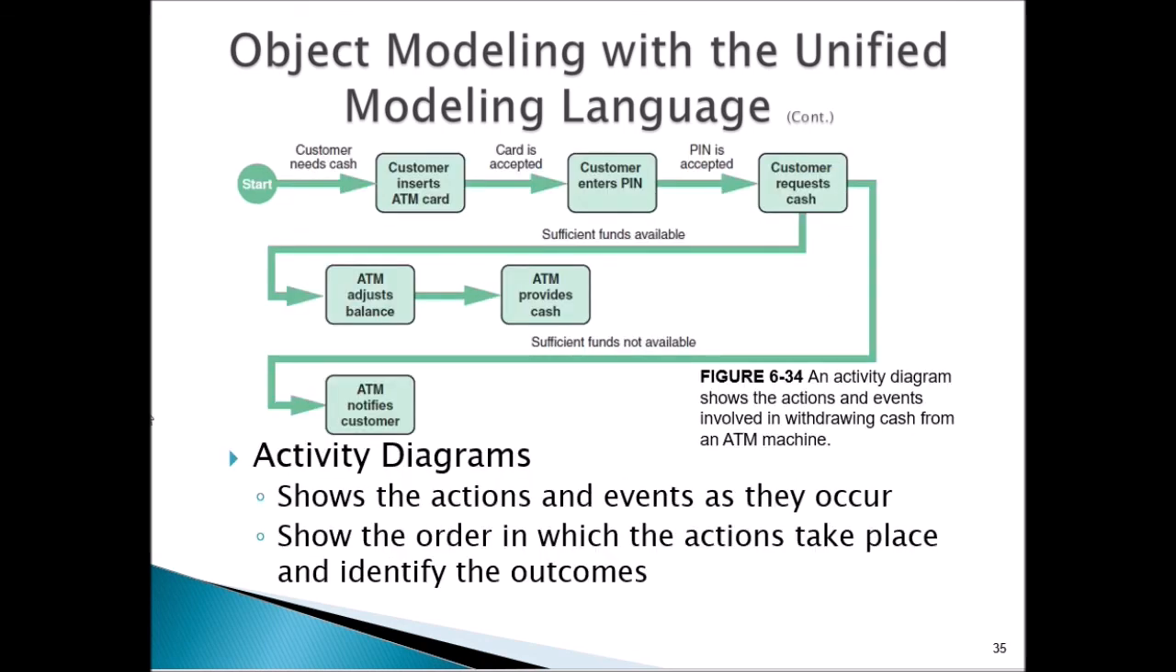Next, we're going to look at this right here. This is a step-by-step diagram. This is known as an activity diagram. It shows the actions and events as they occur. It shows the order in which the actions take place and identifies the outcomes.